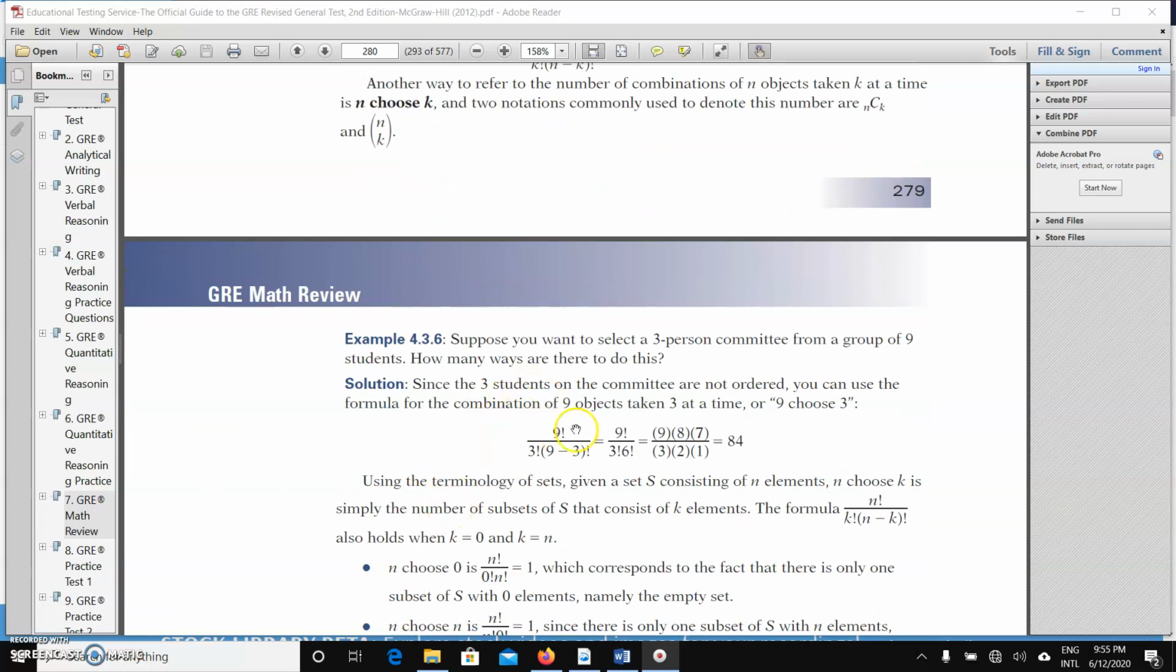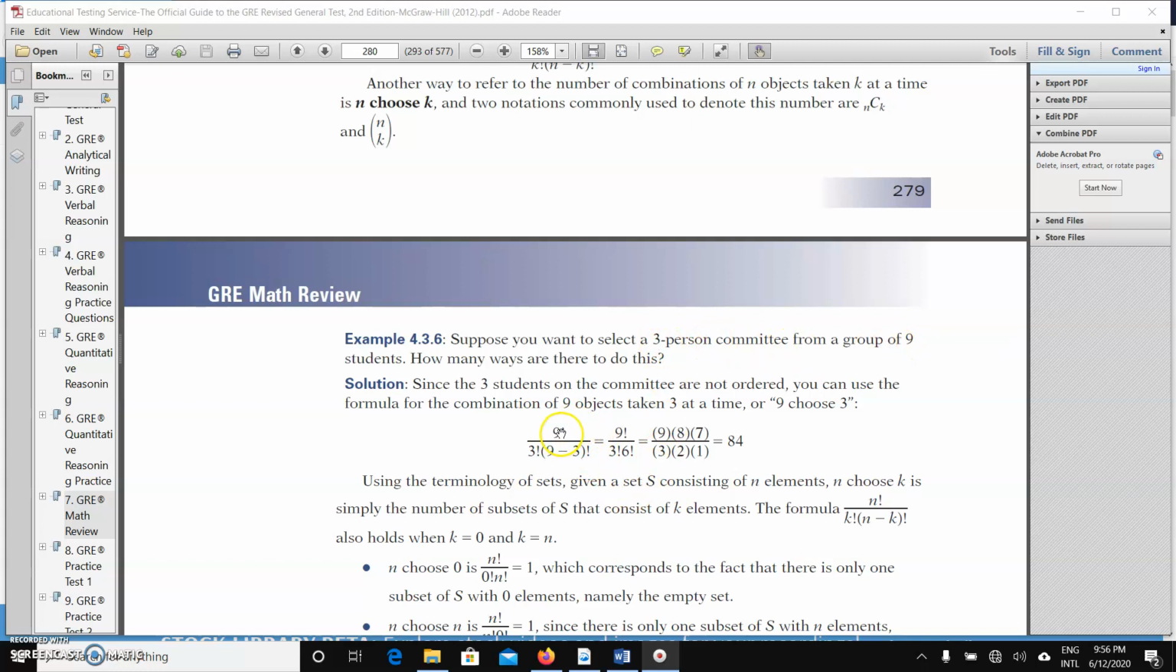So now this is a combination question. Look at it. Suppose you want to select a 3-person committee from a group of 9 students. How many ways are there to do this? Now, here it did not tell you if it is chosen once or if it is ordered. It's obvious that the arrangement can be anyhow. Since the 3 students on the committee are not ordered, you can use the formula for combination of 9 objects taking 3 at a time. According to this question, a group of 9 people, so n will be 9, k will be 3.